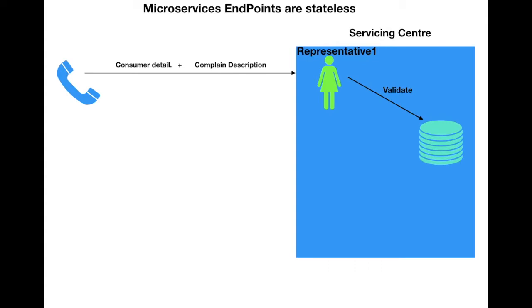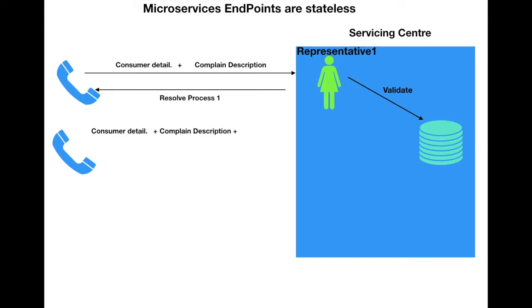Then the representative provides some solution for how to resolve the problem which the consumer is facing. That might be any trick or whatever the problem might be, the representative gives the solution. Till that point it's alright. When the solution which the representative provides doesn't work and the consumer comes again, then in that case what will happen? The consumer will provide the consumer details again and the complaint description again.